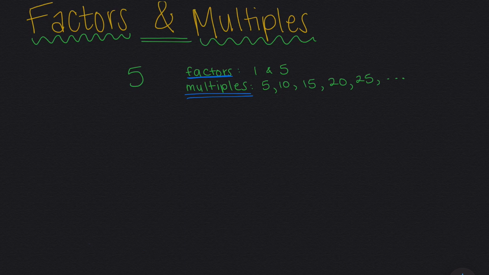For example, 5, the first multiple of 5, is 5 times 1. 10, the second multiple of 5, is 5 times 2. 15 is 5 times 3. 20, 5 times 4, and so on.